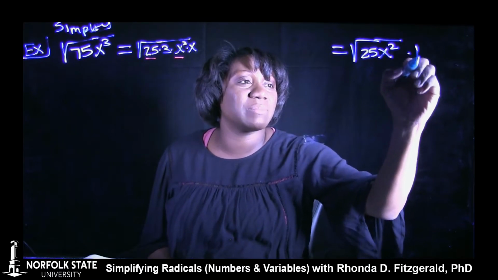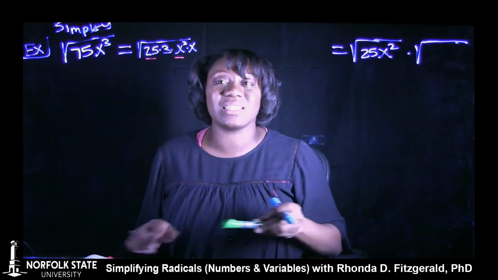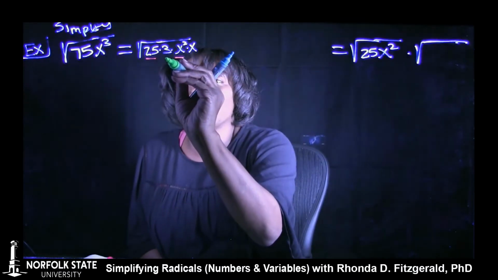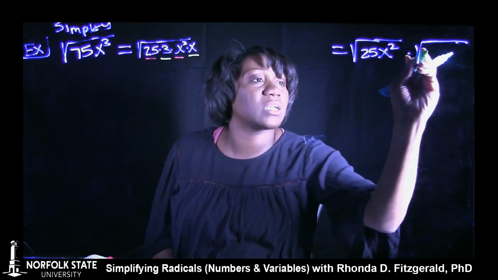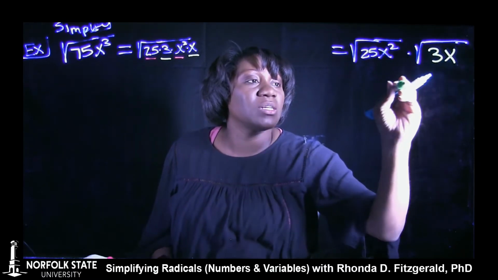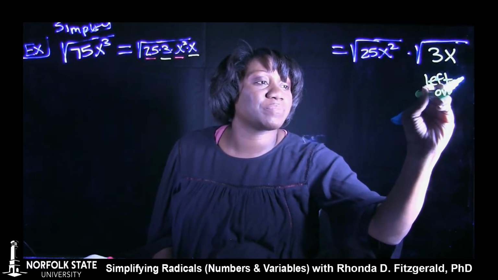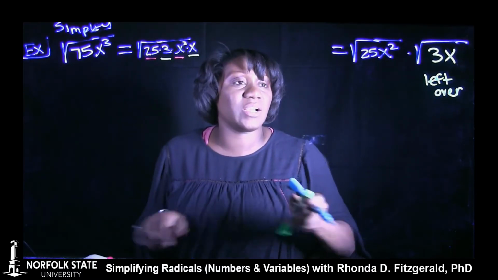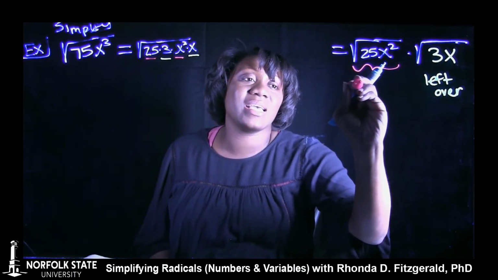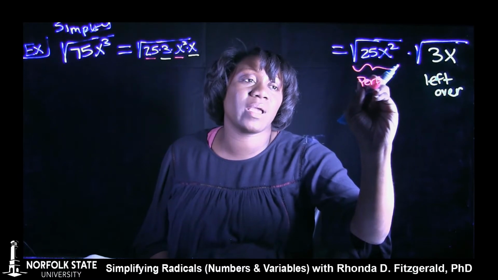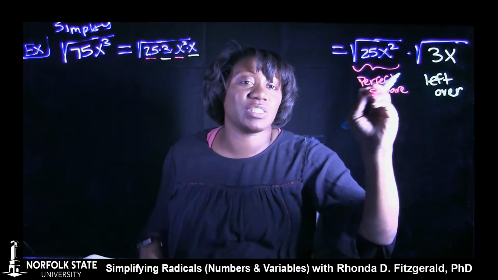And then times, what's the leftover part? So notice everything that's left over, we have a 3 and an x. So that's my leftover part. So that's going to go over here. So once again, this is the leftover. And then over here, the first part, my 25x squared, this guy is my perfect square. That's my perfect square part.